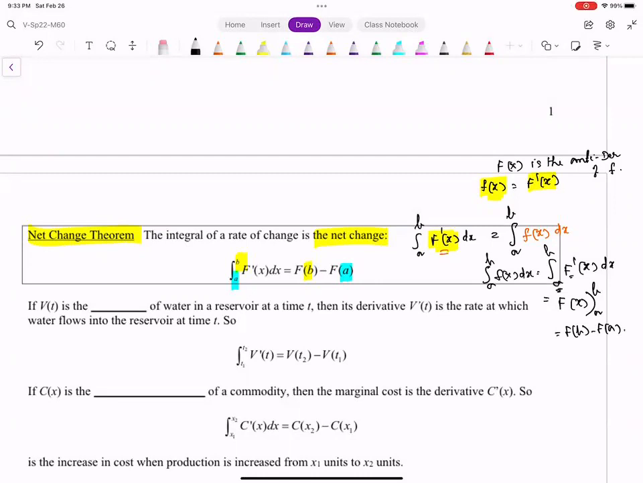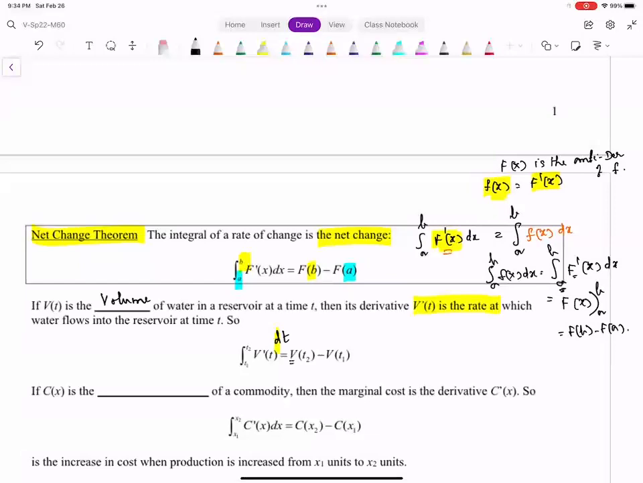If V of t is the volume of water in a reservoir at time t, then its derivative V prime t is the rate at which water flows into the reservoir at time t. V prime t is the rate, being the derivative. So if we do integral t1 to t2 V prime t dt, the integral of the derivative, you get the original function V at the upper limit minus V at the lower limit, which would be the net change of the volume.